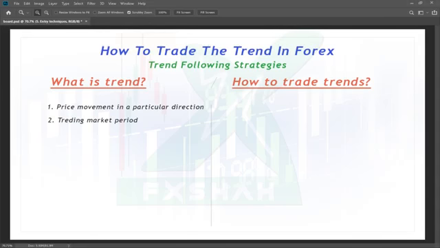Then our second point is the trending market period. How much time does it take to complete the trend? It can be a daily chart trend from swing low to swing high, which contains different higher highs and higher lows, or lower lows and lower highs. So what is the period? It can be a 1 month trend, a yearly trend, or a 1 hour, 4 hour, 30 minute, or 5 minute trend. It depends on the price action, right?